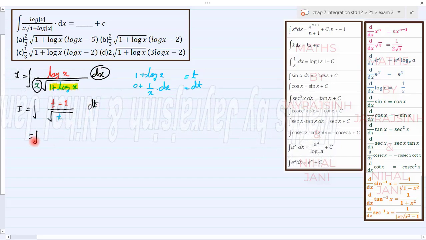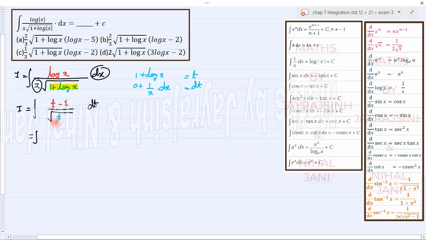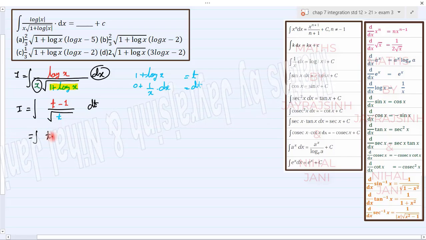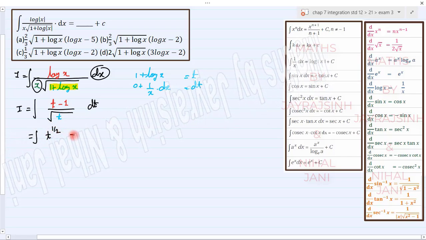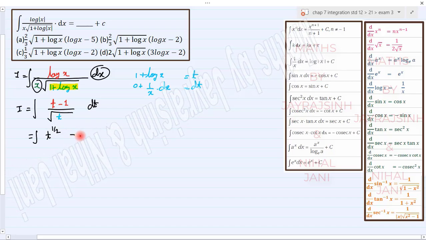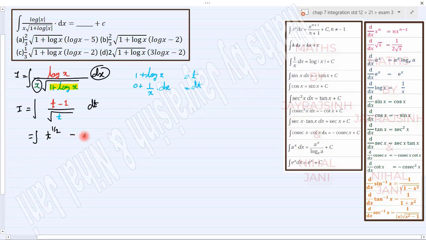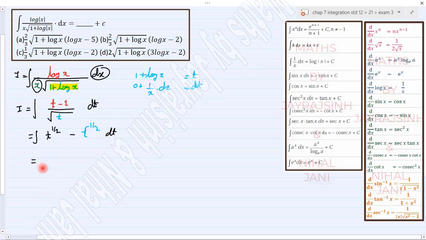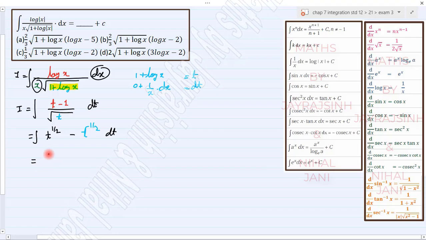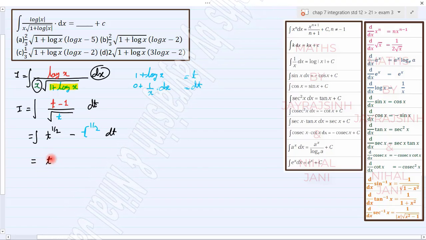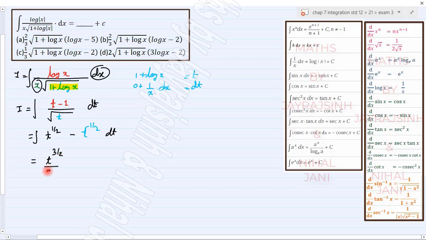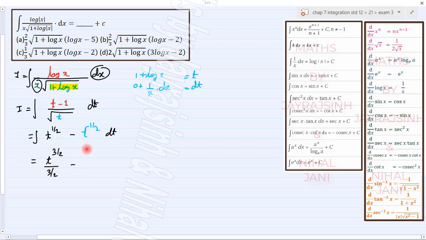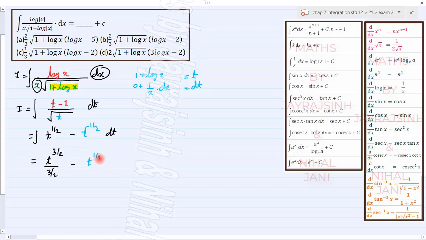So to integrate the term, let's give an individual denominator. In the first term we will get t upon root t, or we can say t to the 1 by 2, and in the second term we will get 1 upon root t, or we can say t to the minus 1 by 2. So we are ready for integration. Integration of t raised to 1 by 2 will be t raised to 3 by 2 upon 3 by 2, minus integration of t raised to minus 1 by 2 will be t raised to 1 by 2 upon 1 by 2, plus c.